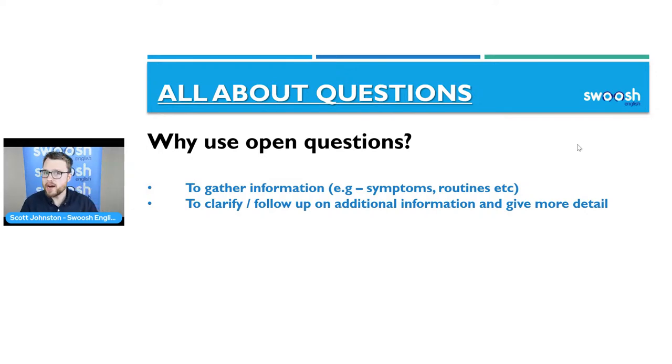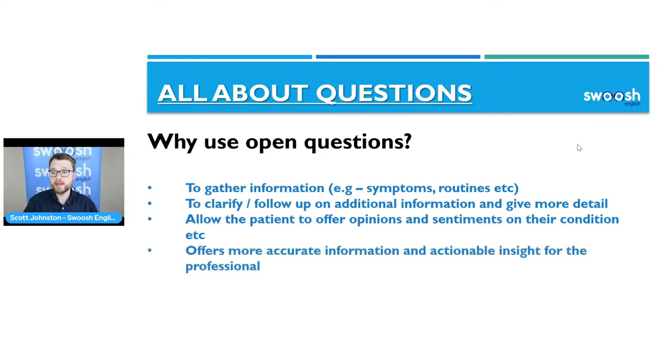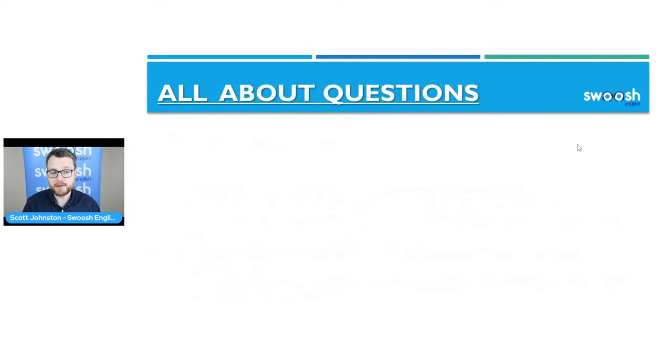So we typically use open questions, as you can see, at the beginning of a particular conversation point in the role play card. It also allows the patient to offer opinions and sentiments on their condition, etc., aka they're speaking up openly on a topic and giving the freedom of information to you. They offer more accurate information and actionable insights for the professional, because you're getting all that information which you can process and proceed and then take that forward in the conversation itself. And as I said, it creates a dialogue of rapport with the patient while also allowing the professional to still steer the conversation. When you're asking the open questions, you're giving the patients plenty of speaking room, so to say, but you're in control about how they are typically answered.